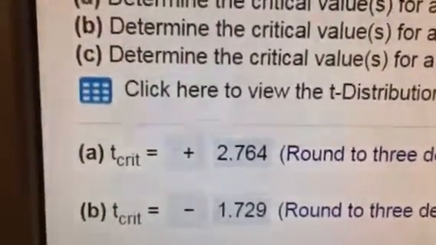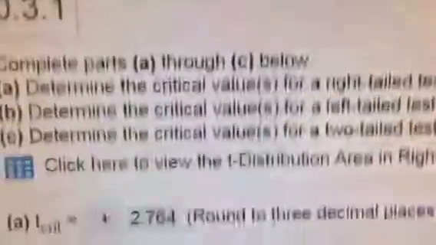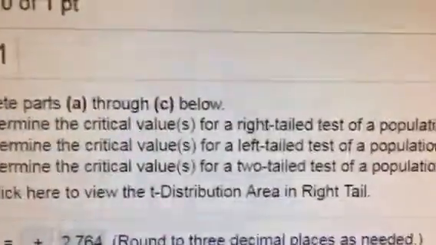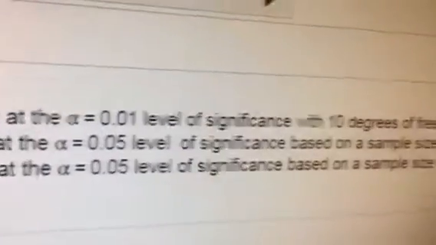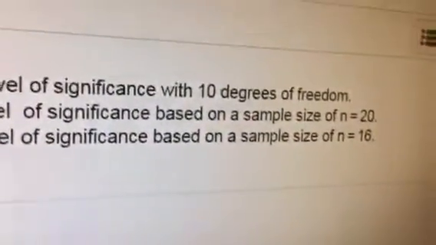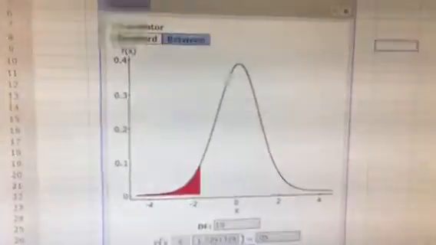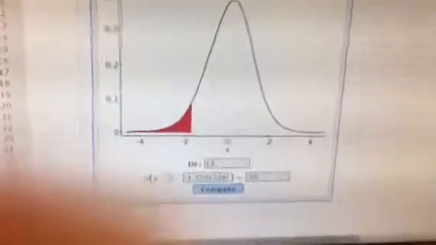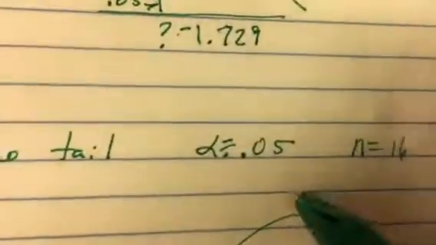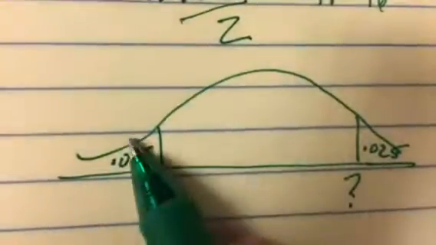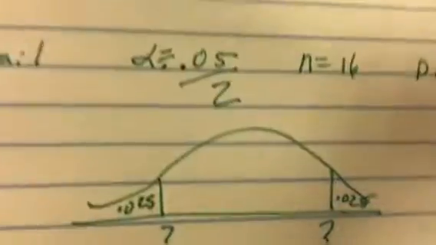This is the one that's a little different than what we've been using. Determine the critical value for a two-tail test. And it says alpha is 0.05 and your sample size is 16. For some reason, the between does not work on our t-test. So what we have to do is divide alpha in half. We have to divide it by 2 because it's 2 tails. And when we do, we get 0.025, 0.025.